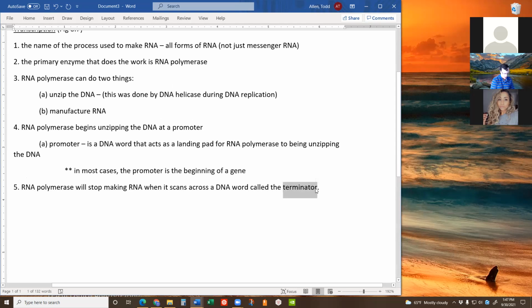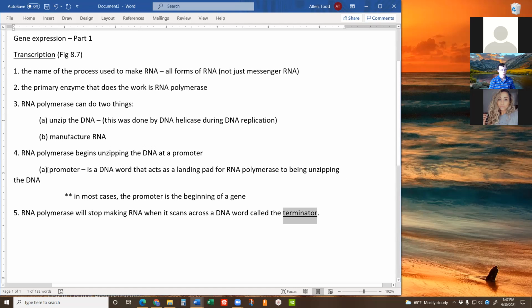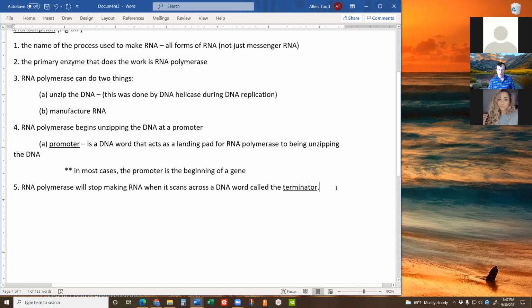So here in the context of transcription, we have defined terminator, we have defined promoter, right? The words promoter and terminator are pieces of language that are specific to transcription. If you applied them in the context of DNA replication, it would be nonsense because these words are not relevant for DNA replication. These are words that are relevant for transcription.